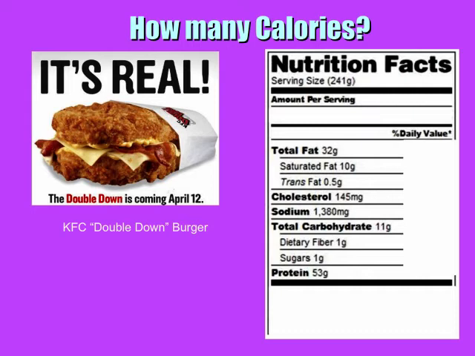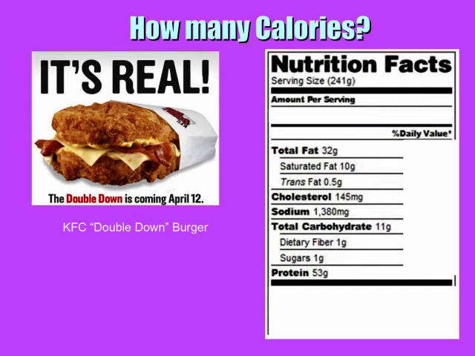So let's take a look at something called the KFC Double Down Burger. The Double Down Burger was basically KFC's answer to the Atkins diet. People that were on Atkins weren't eating a whole lot of cheeseburgers because the cheeseburger had a lot of carbohydrate in the bun. And so one way to avoid this amount of carbohydrate was to get rid of the bun.